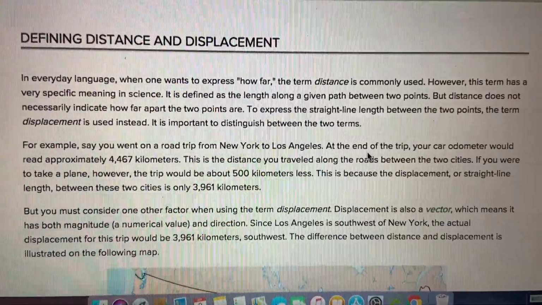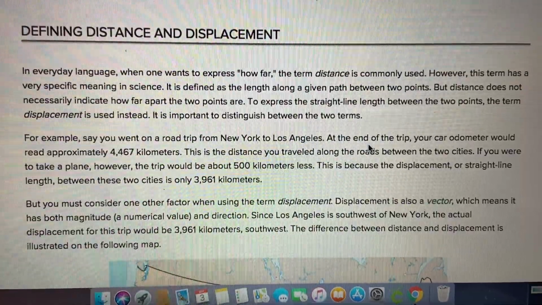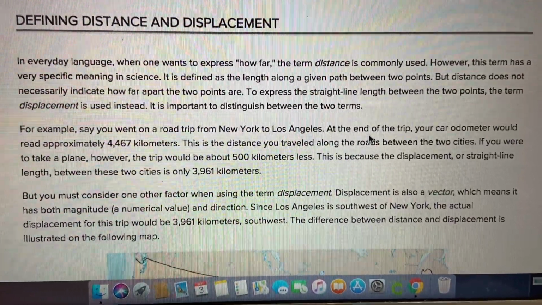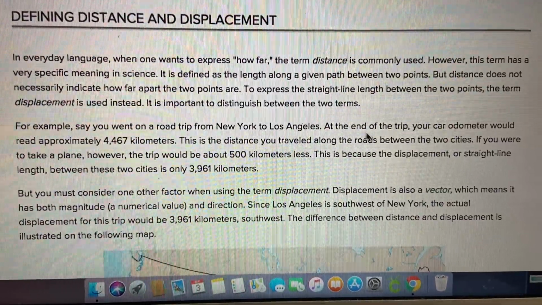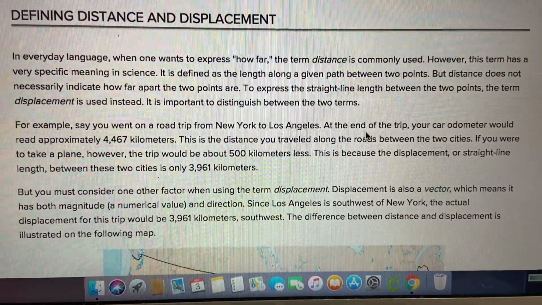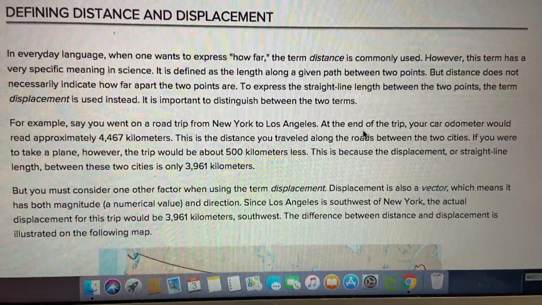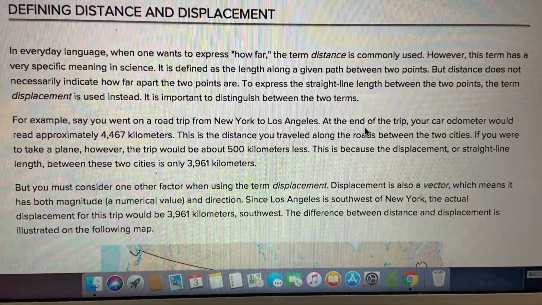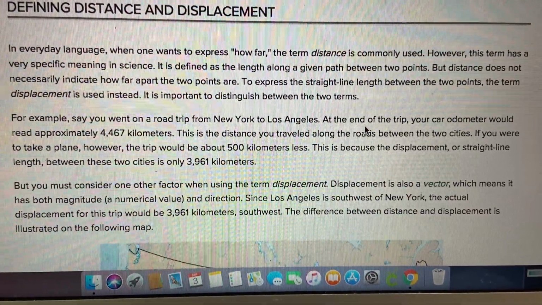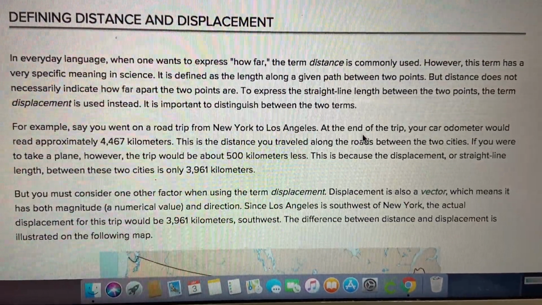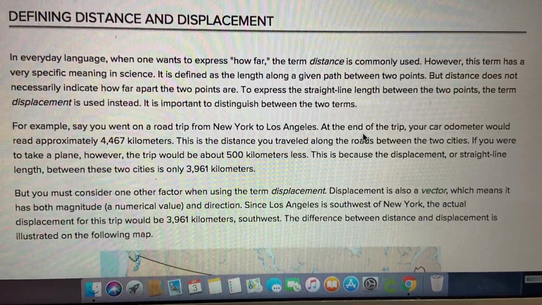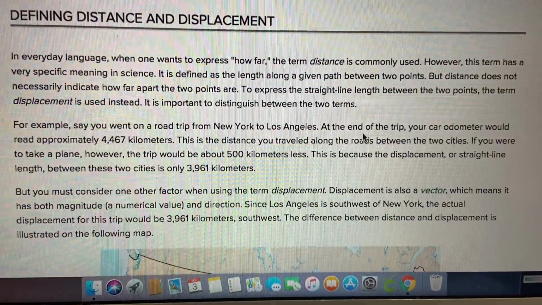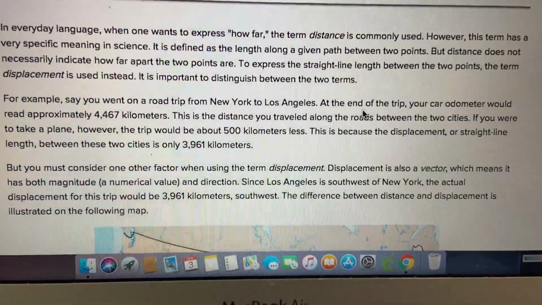Defining distance and displacement. In everyday language, when one wants to express how far, the term distance is commonly used. However, this term has a very specific meaning in science. It is defined as the length along a given path between 2 points. But distance does not necessarily indicate how far apart the 2 points are. To express the straight line length between the 2 points, the term displacement is used instead. It is important to distinguish between the two terms.